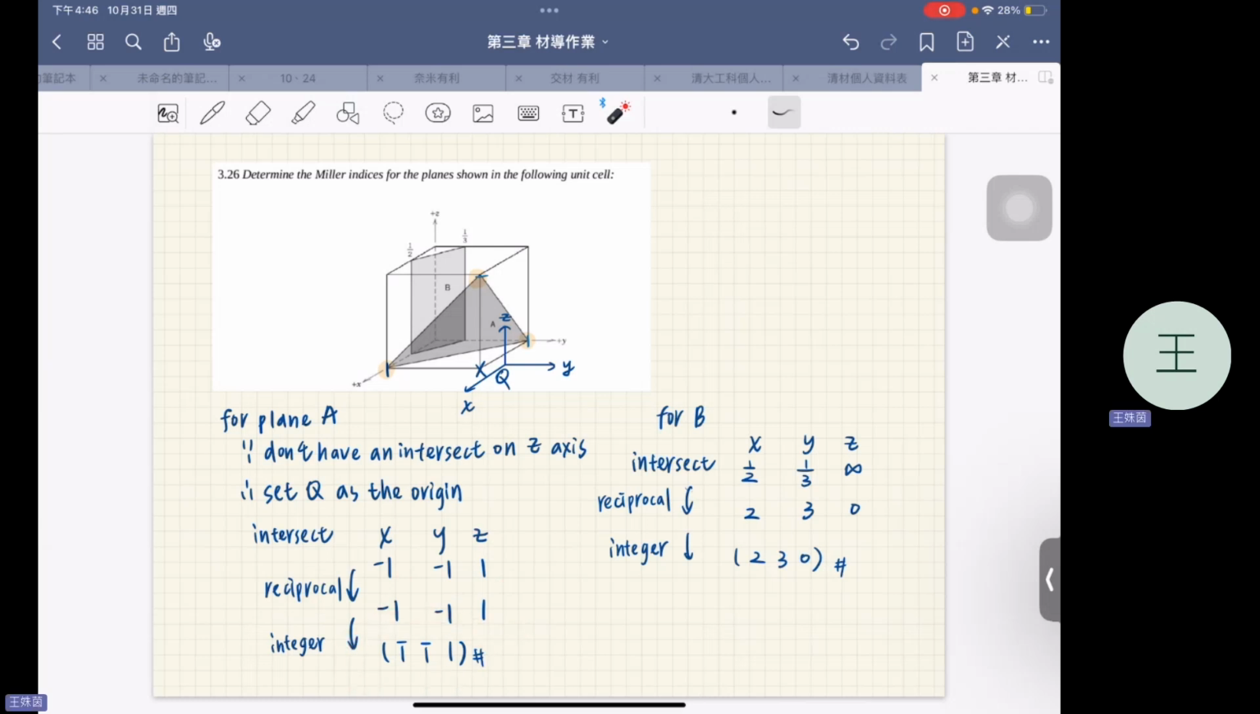And for plane B, we know that the intercepts of x and y will be 1.5 and 1 divided by 3. And then for the z-axis, there's no intercept because it is parallel to the z-axis. So the reciprocal will be 2, 3, and 0. So the integer will be 2, 3, 0. Okay, so this is the middle index of a plane.